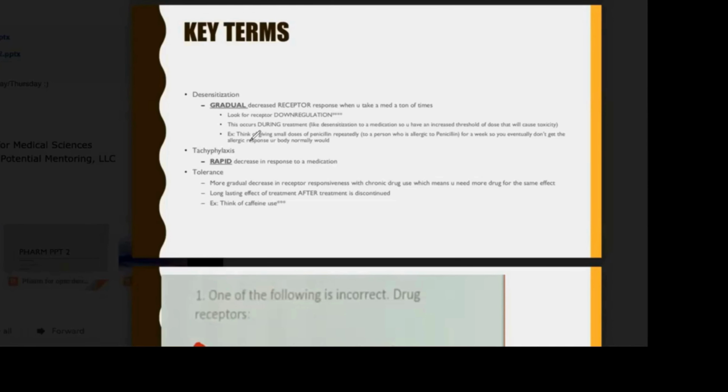Desensitization is decreased receptor response when you take a medication for a very long time during treatment. So you end up making less receptors. This explains why a lot of patients with type 2 diabetes end up on insulin. So a lot of people think, oh, a patient with type 2 diabetes ended up on insulin because they didn't control their diabetes. That is not always the case. That's part of the natural progression.